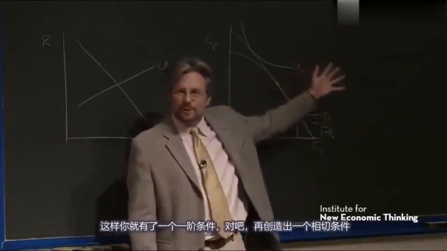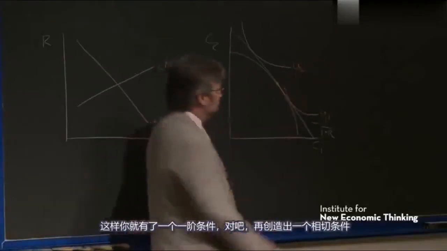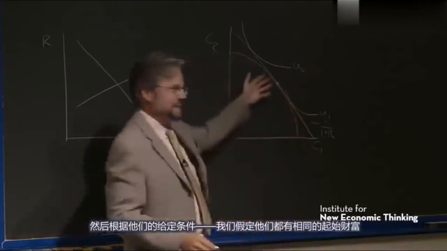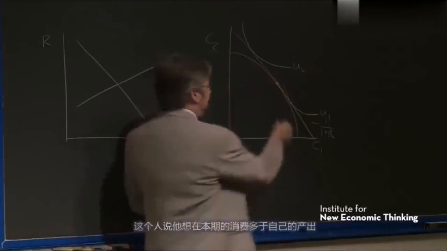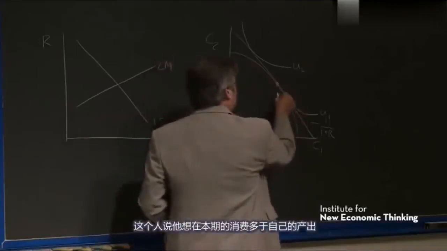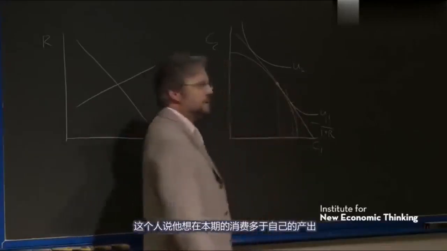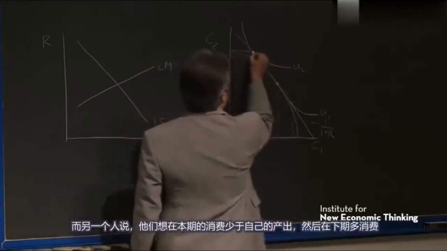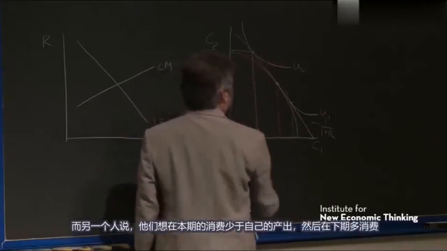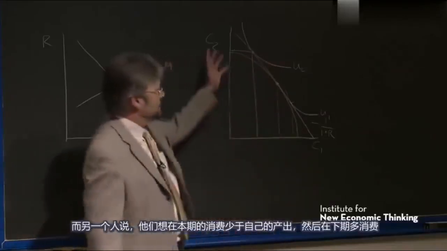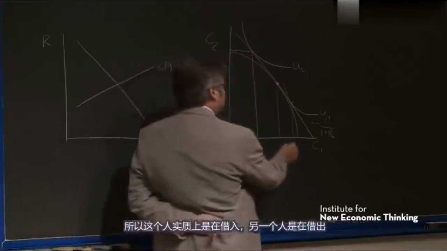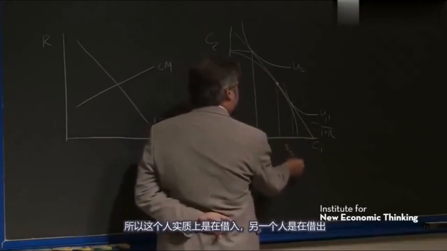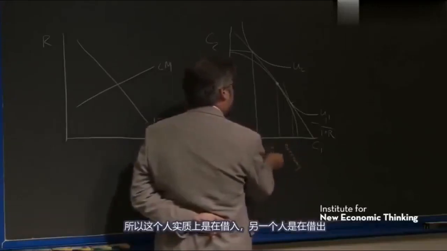There's a first order condition for you, creating a tangency. We're imagining they both start with the same wealth and the same production possibilities, and then they trade. This person says they want to consume more in period 1 than they're producing in period 1. And this person says they want to consume less in period 1 than they're producing in period 1 and more in period 2. So this person is borrowing, and this person is lending.